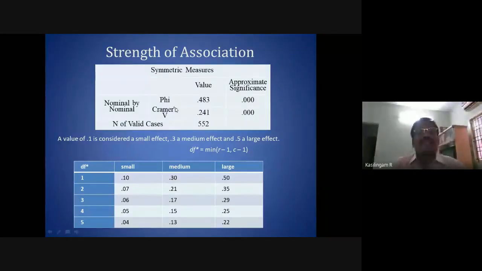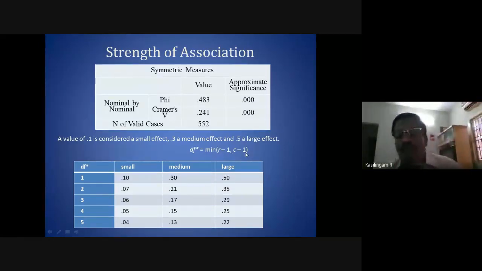Now, let me look at the other one. Normally phi is used for a 2 by 2 matrix, but even then you can use it. But Cramer's V is more appropriate. Now, Cramer's V. We know the degrees of freedom: the minimum of r minus 1 and c minus 1. So in this case, first case, 5 categories in row, 5 categories in income, 5 categories in sales.